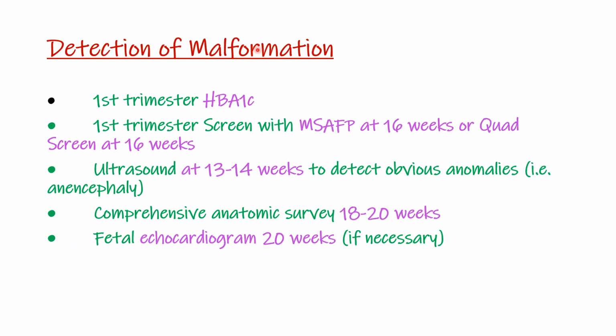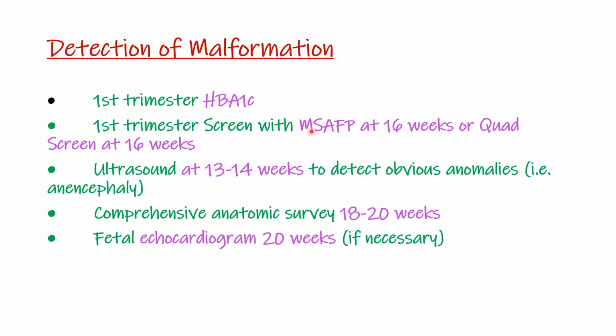So detection of malformation, as we said before, this pregnancy is more predisposed to having diabetic embryopathy compared to gestational diabetes. So how do you detect this malformation? By having a first trimester HbA1c. A high HbA1c indicates poor glycemic control, so that is an indication that you will have a higher risk of having malformation.